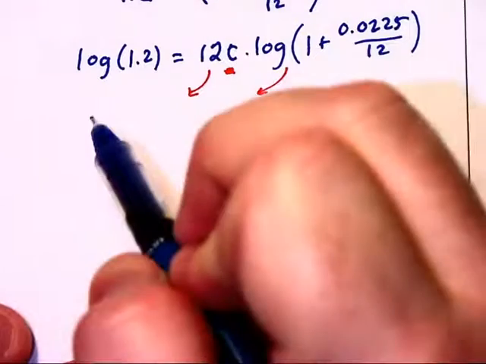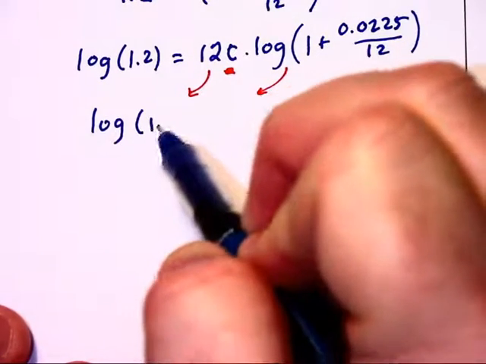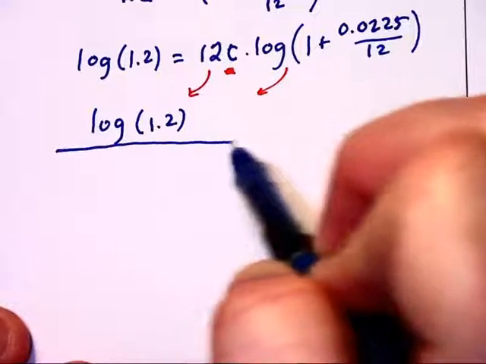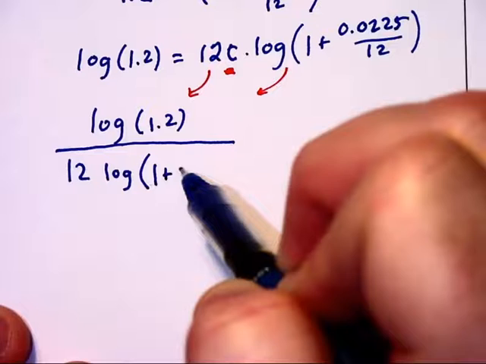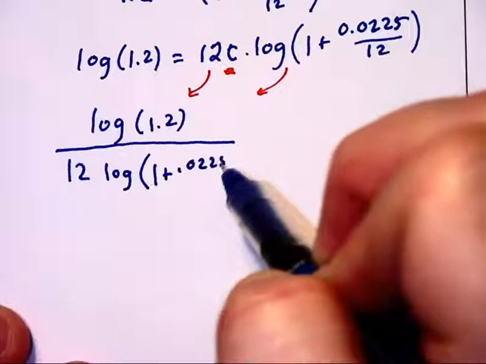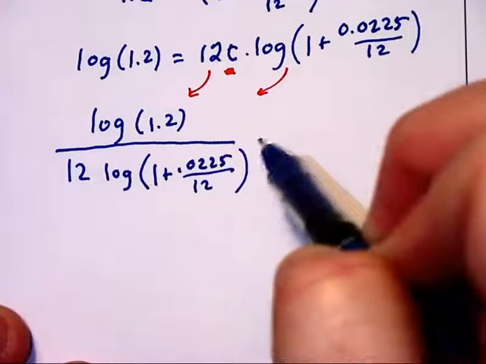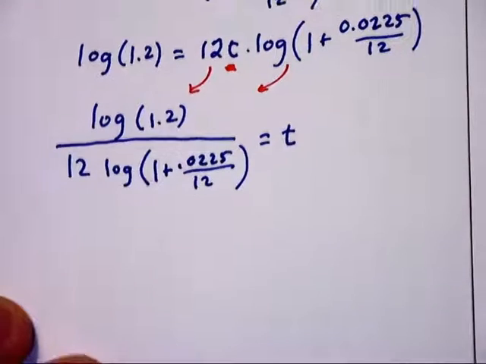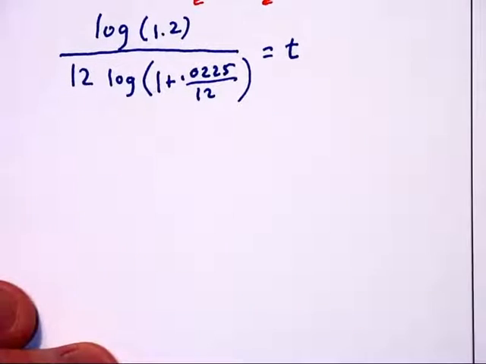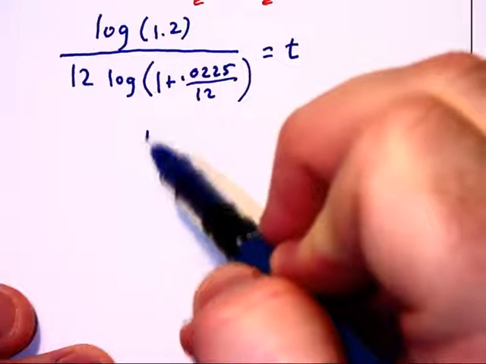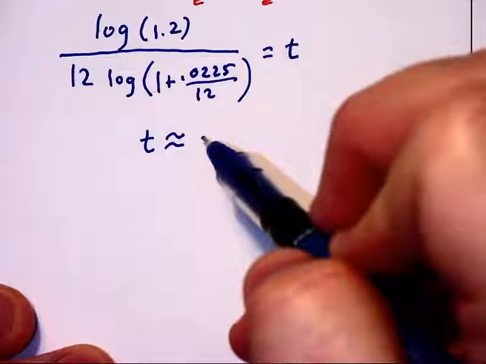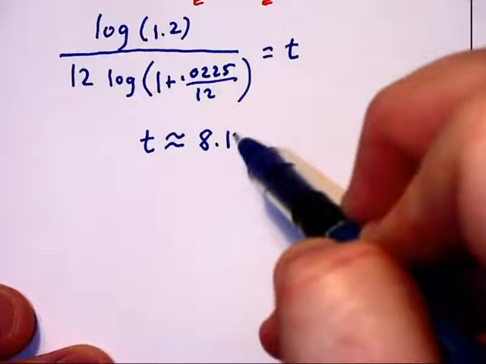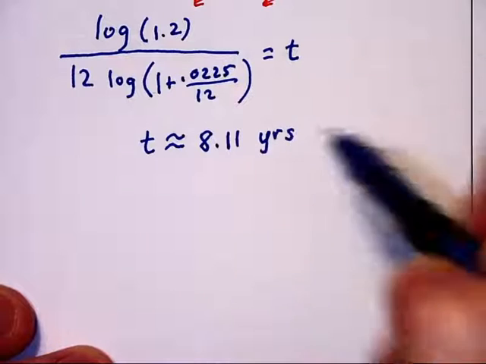So the left side will be the log of 1.2, and the denominator will be 12 logs of 1 plus 0.0225 divided by 12 is equal to t. Now that is your exact answer. We need to be able to approximate this on a calculator, and I would pause the video if I were you and check to see that you can get this calculation, which is 8.11 years approximately.